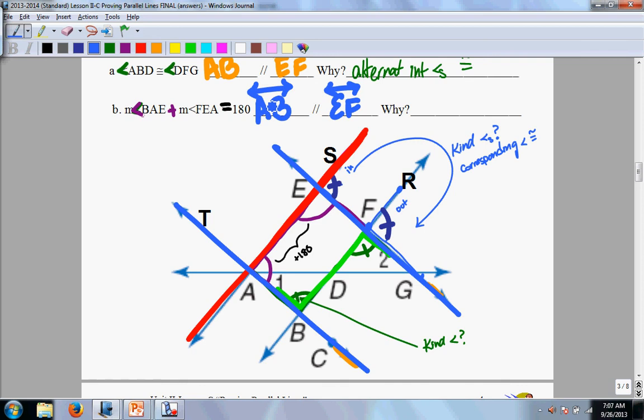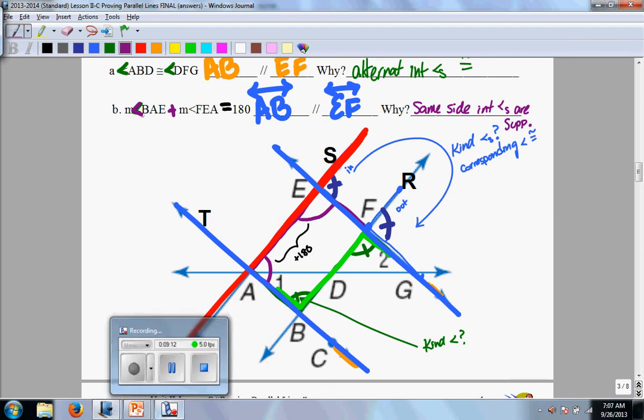And the reason why is those are same side interior angles and they are supplementary. So same side interior angles are supplementary. Use this as a guideline for today's work.